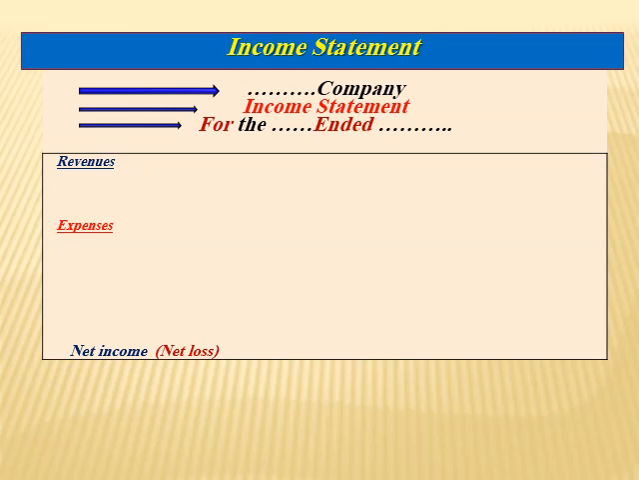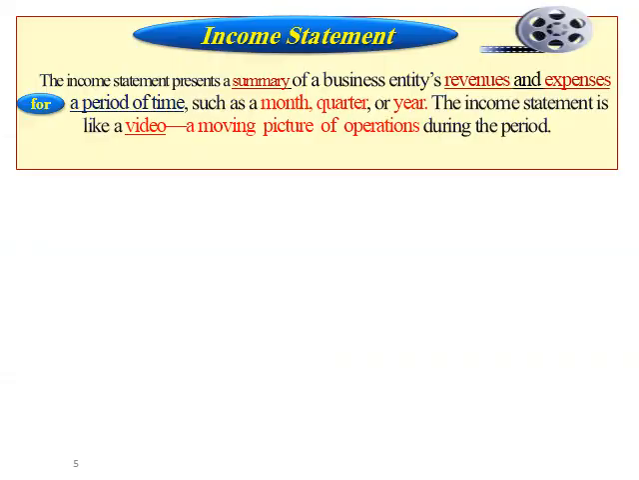And we have the content of the income statement: the revenues of the company during this period and the expenses during the same period. Revenue minus expenses calculates, or determines, the net income. If the revenue is greater than expenses, you have net income. If the revenue is less than the expenses, you have net loss. The income statement presents a summary of the business entity's revenue and expenses. So the income statement consists of revenue and expenses only for a period of time. So it is the total revenue for a period of time and the total expenses for the period of time.